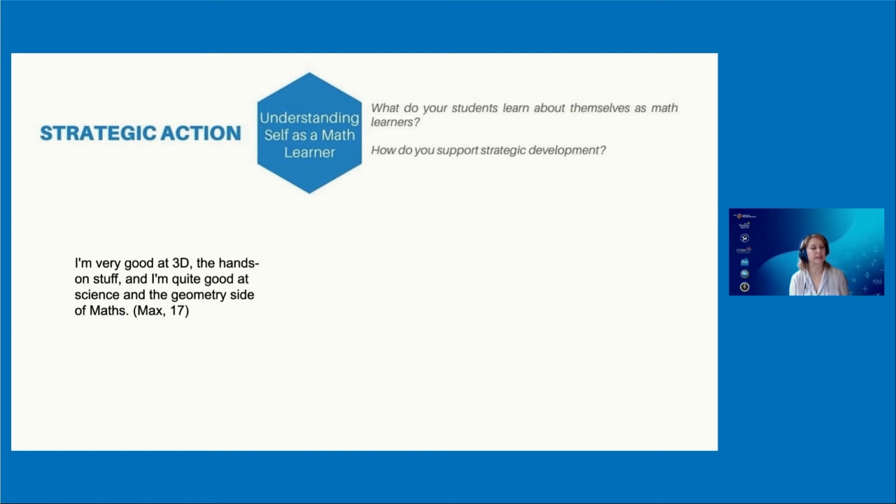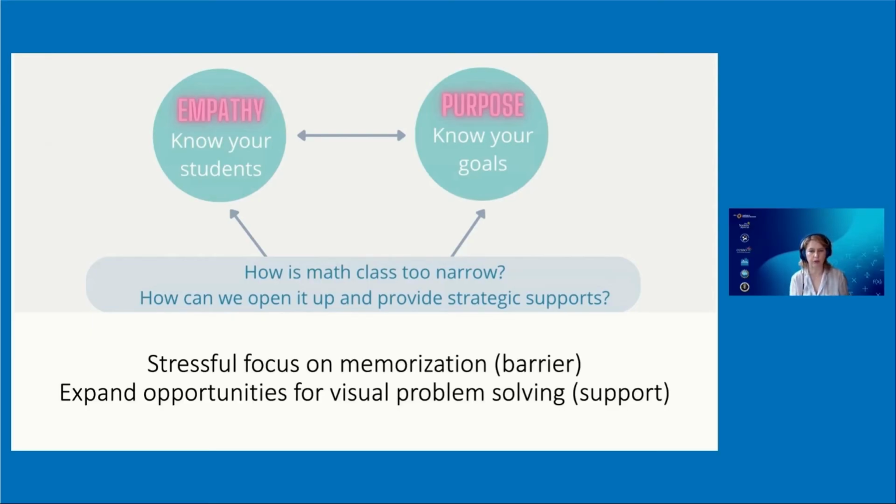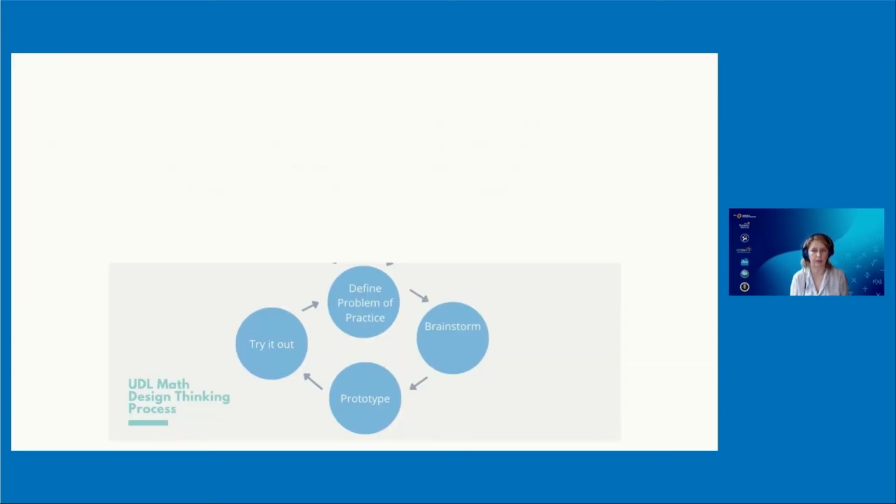So Max is a great example of this. I love how he can list everything about math and science that he's really good at. So we have empathy, we know our students, we have purpose, we know our goals. How is math class too narrow? If we look at these particular students, I saw a stressful focus on memorization, and I think we could expand opportunities for visual problem solving, right? Those are two ways we could really design to help these students.